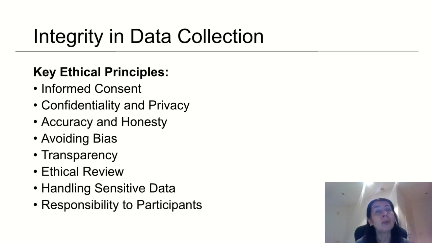Someone should be able to reproduce whatever you have performed according to how you have described this in the methodology. The ethical review is a very important part of research. Prior to data collection, the research proposal should undergo review and approval by an ethics committee or an institutional review board, the so-called IRBs.